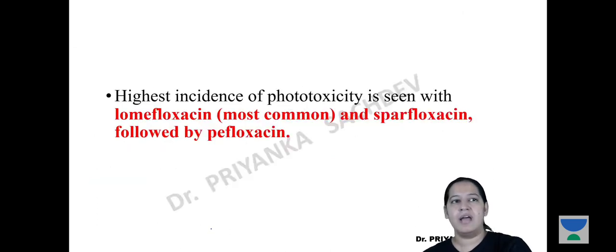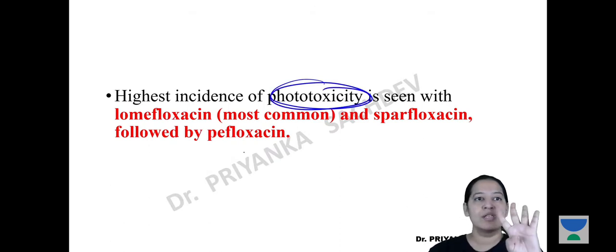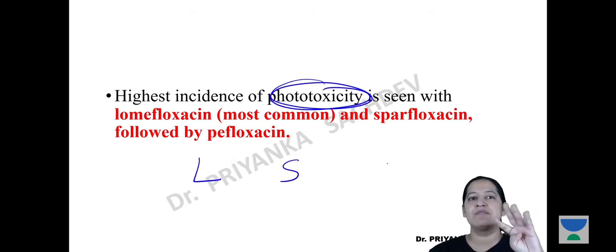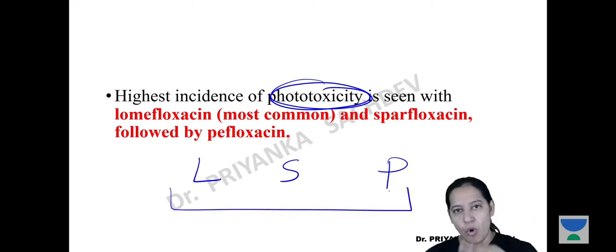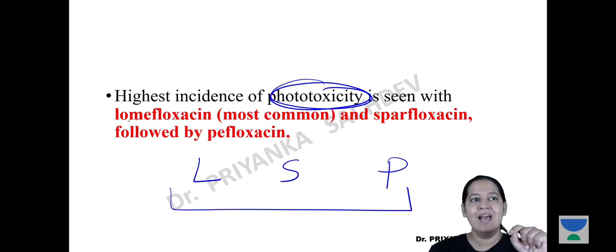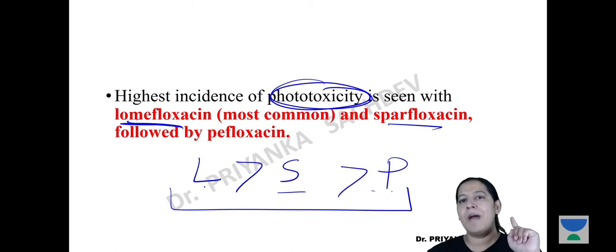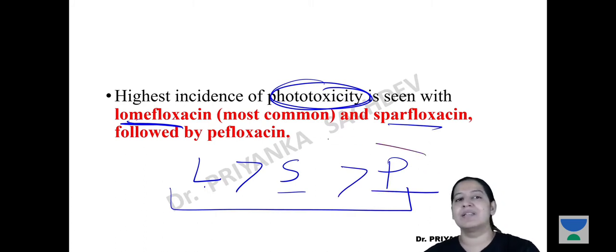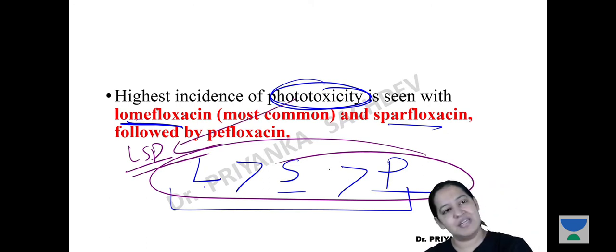And what about phototoxicity? Learn it. Phototoxicity: L followed by S followed by P. These three are phototoxic. If you take any of these tablets and go in the sun, there will be phototoxicity on the skin by the sun. So what is L? Lomefloxacin, followed by sparfloxacin, followed by pefloxacin. Many MCQs have been asked in the past on this concept. You have to learn LSP for the phototoxicity side effect.